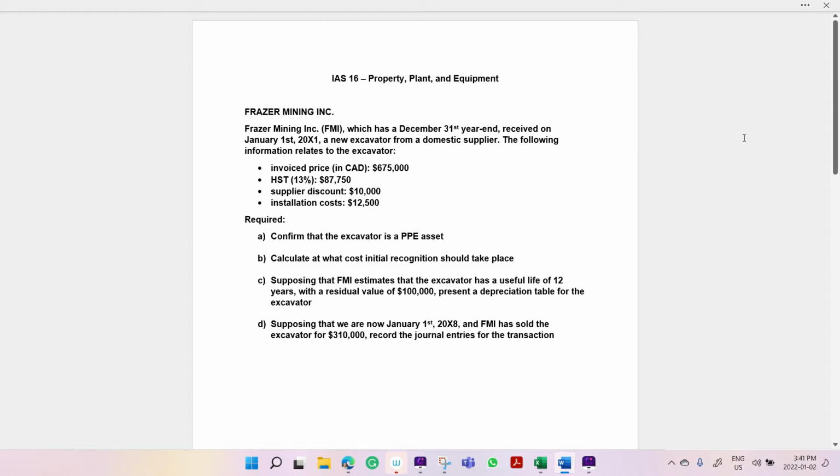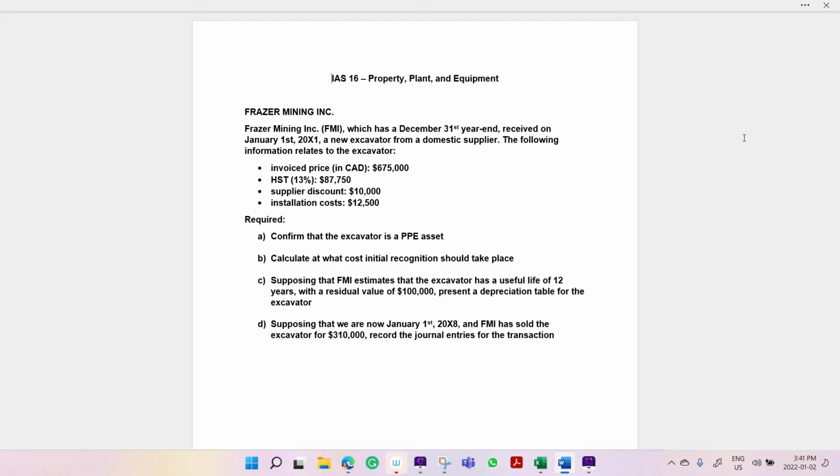And we have 4 requireds here for FMI. The first one is we have to confirm that the excavator is really a PPE asset. So it's going to ask us basically to look at the definition of a PPE asset. Then we're asked to calculate at what cost the initial recognition should take place. Third, we're asked to suppose that FMI estimates that the excavator has a useful life of 12 years and a residual value of $100,000.